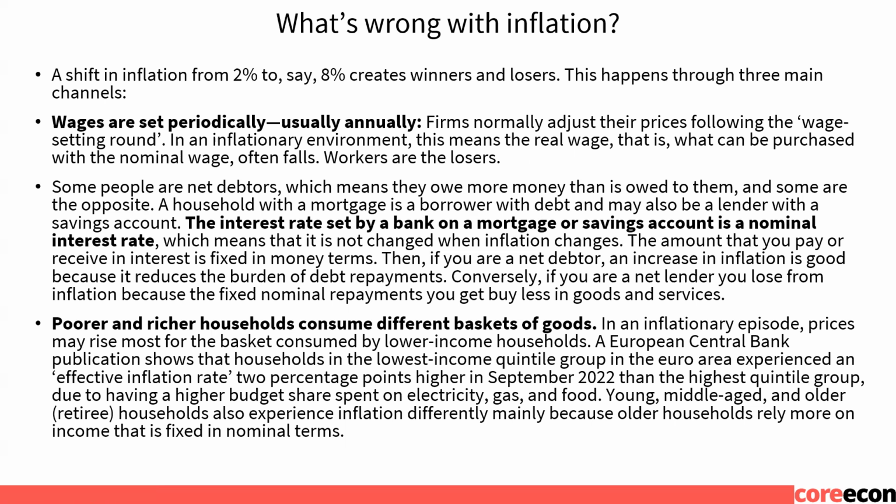But the crucial part here is that the interest rate set by a bank on a mortgage or savings account is a nominal interest rate, right? That means that it is not changed when inflation changes. So you sign, let's say, a mortgage deal, or you make an agreement with your bank for a savings account. You agree, in most instances, to a nominal interest rate that says you give an amount X and we give you X times 1 plus R. Now that return rate R is what you agree on, but this doesn't necessarily say something about the inflation rate, at least in most instances. So the amount that you pay or receive in interest is fixed in money terms.